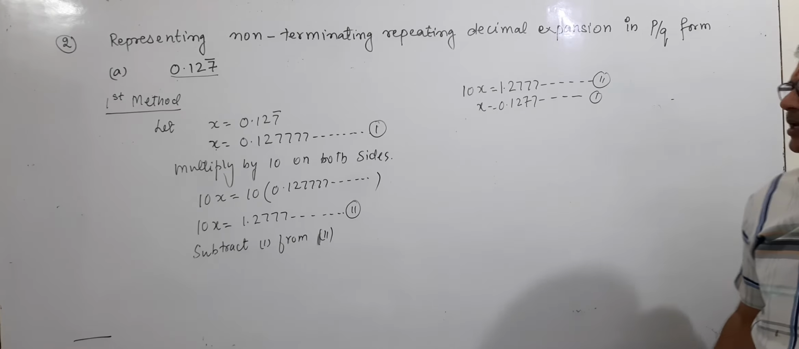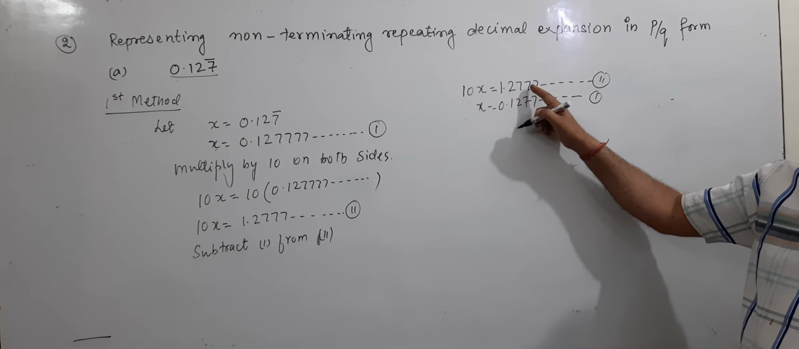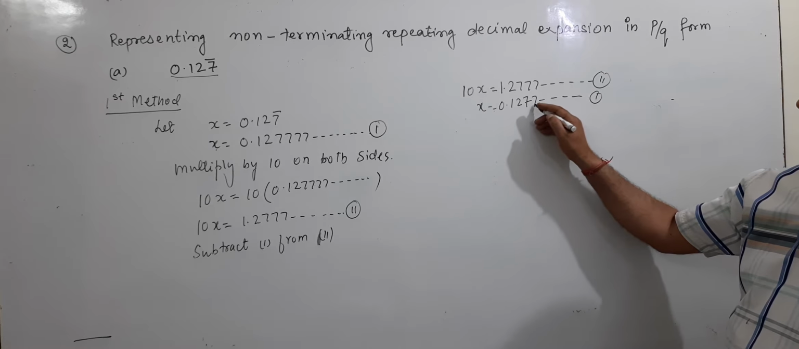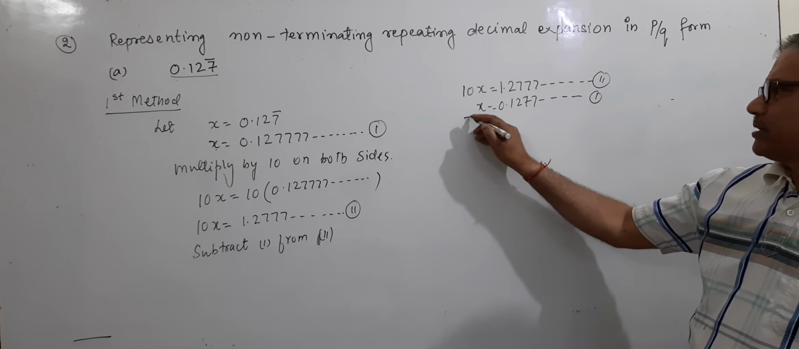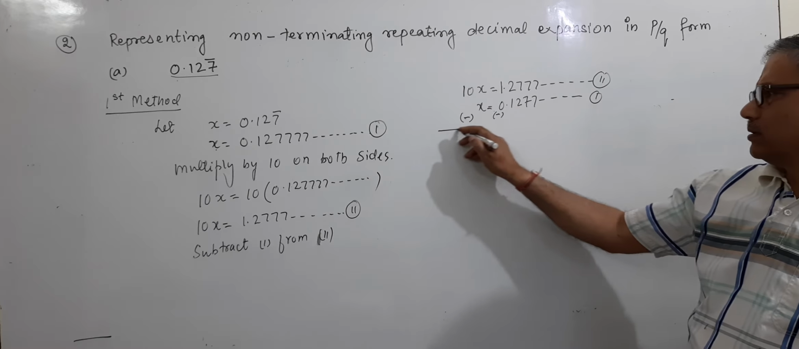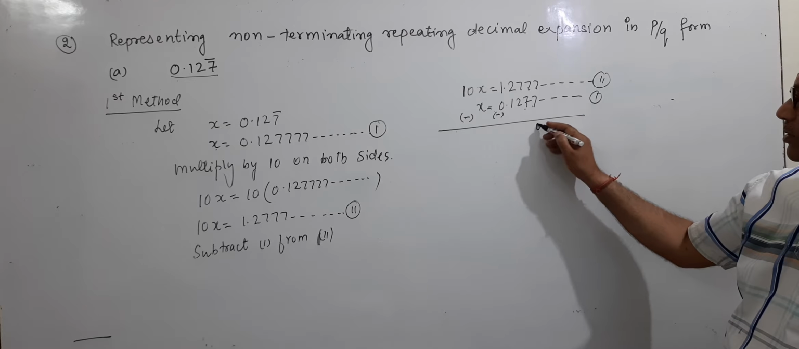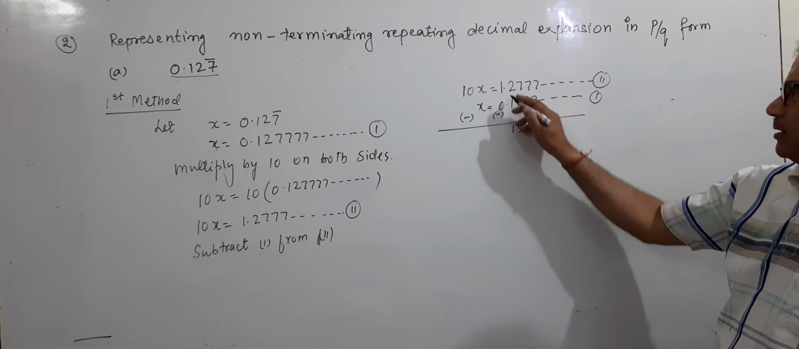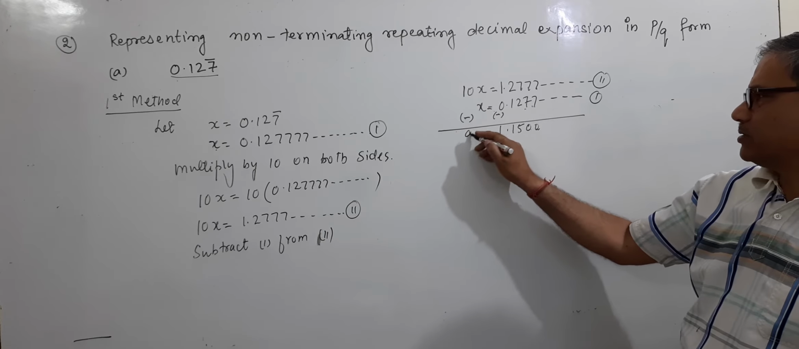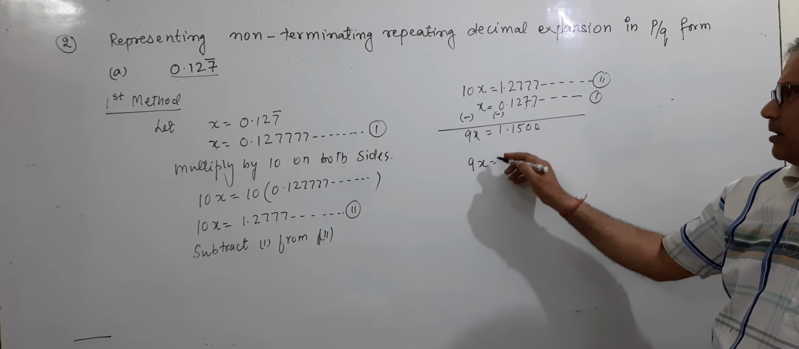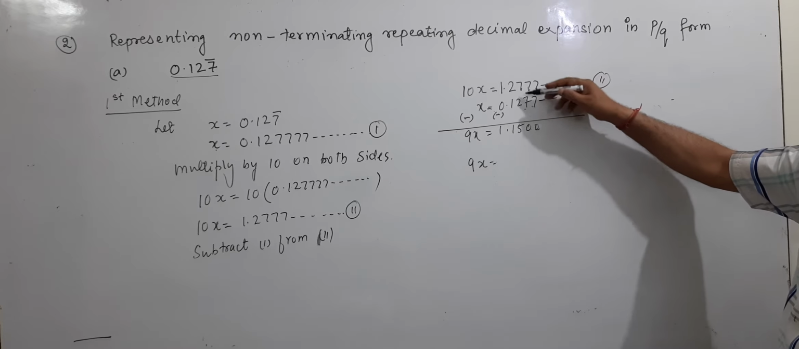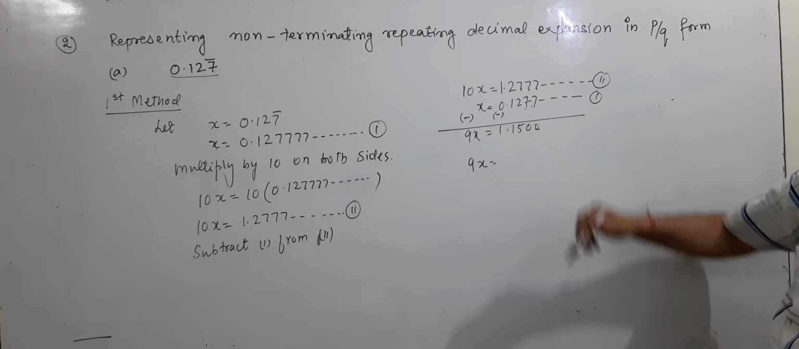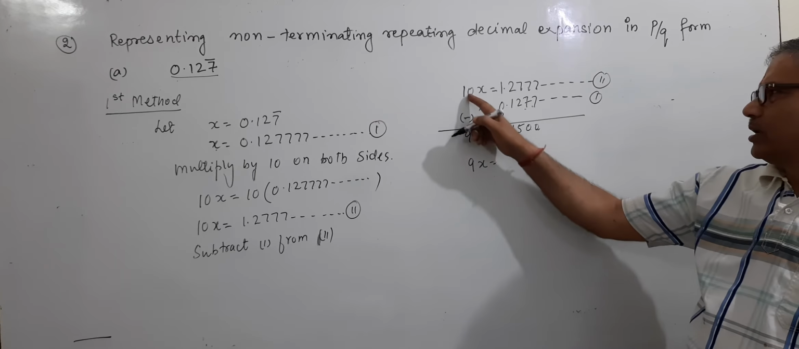So 10x is equal to 1.2777 dash dash dash, meaning 7 is repeated again and again. x is equal to 0.12777, equation number first, and we have to subtract. Subtract means sign change. 7 minus 7 is 0, and so on, so the repeating part becomes 0 and we need not write it. Then 7 minus 2 is 5, 2 minus 1 is 1, the point is the same, and 1 minus 0 is 1. 10x minus x is equal to 9x.